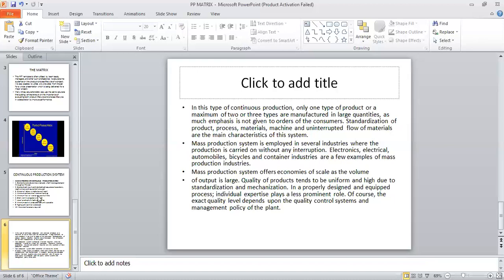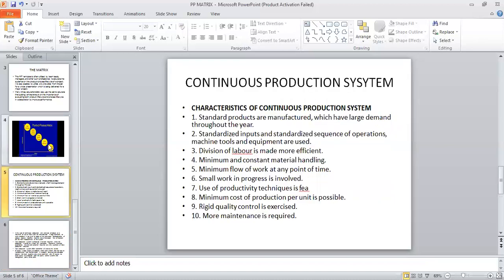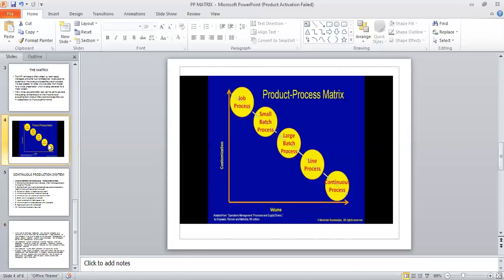So continuous means that system which runs throughout the year. The production is not interrupted in any mode. So sometimes it may happen that the production may exceed the demand, right? Because the production is throughout the year. So here I have told you that we can classify it into two parts: mass production and line.